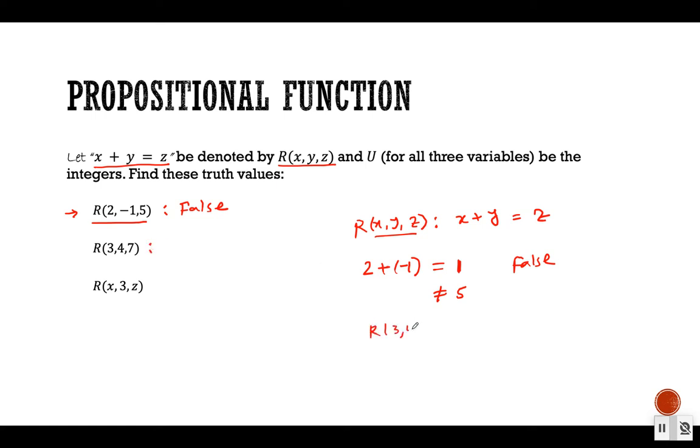So r3 4 7, so x, y and z. Okay, so we're going to find out x plus y equals 7, which is the same as z. So we found x plus y equals z, so this one is true. Now what about this one? So we have x, 3 and z. Looks like we're trying to evaluate whether x plus 3 equals z.